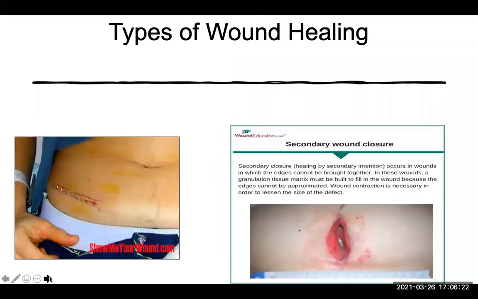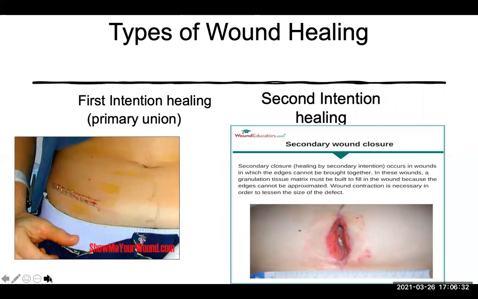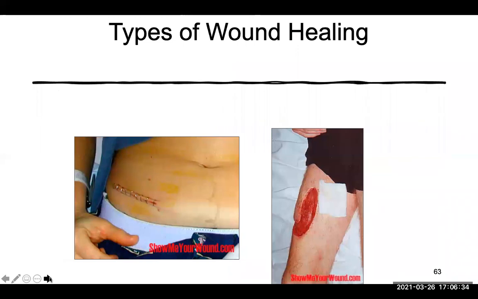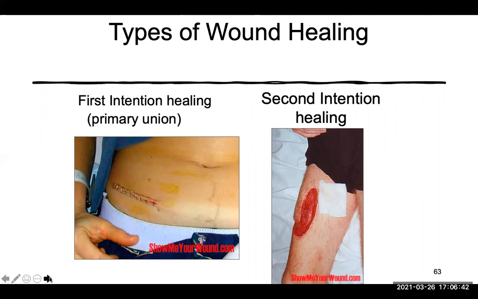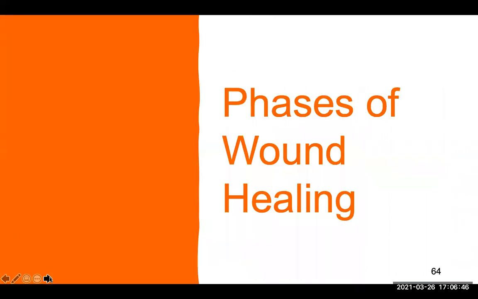So example of primary and then example of tertiary healing. Secondary healing. And then on this page, you see tertiary healing. The leg, the thighs, tertiary healing. I wrote the wrong thing here. Okay.